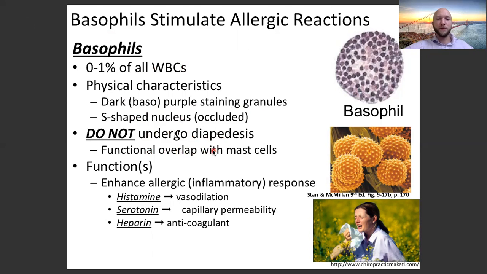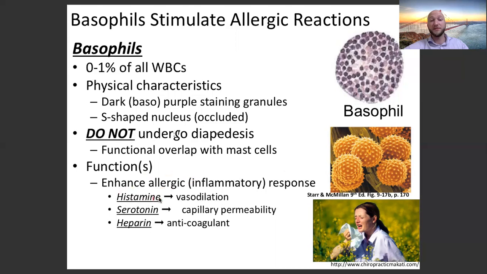Functional overlap with mast cells. Function is to enhance the allergic or inflammatory response. So they enhance the response. White blood cells work in teams. They all help each other. And basophils help by enhancing the allergic or inflammatory response.